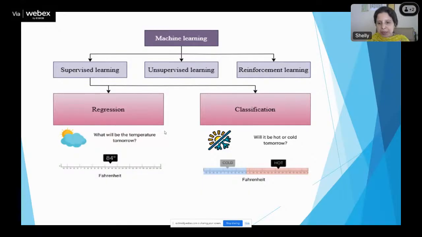Consider an example: will it be hot or cold tomorrow? If I consider it as a simple binary classification, I'll have labels assigned, or classes. Here the class or label can either be hot, or the other label can be cold. So will it be hot or cold tomorrow? I'm able to answer that it may be hot or it may be cold, depending upon the particular data set I have in hand.